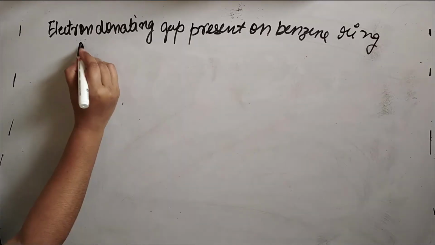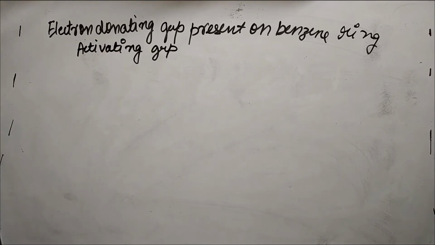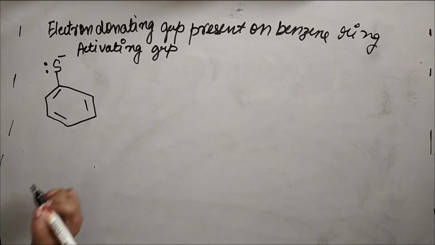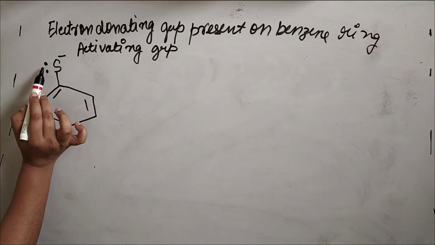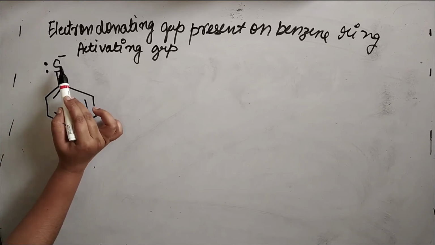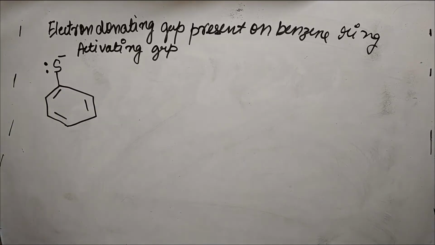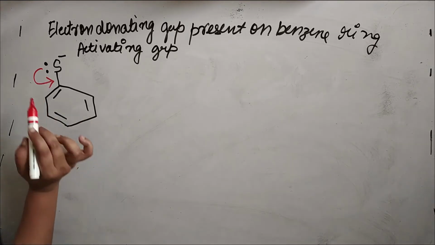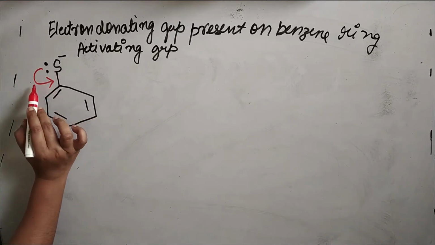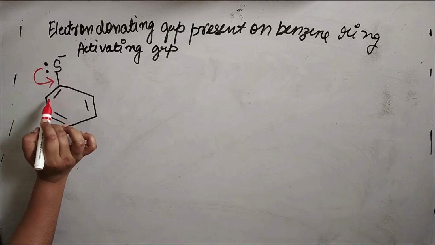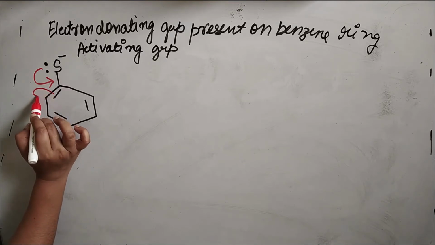If an electron donating group is present on the benzene ring, it is also called an activating group. Let's see the example. This is the first case where the electron donating group is present. Here you can see the lone pair of electrons which is available. This is the electron donating group and this is the benzene ring. Let's see how this group will affect the substitution of another functional group on the benzene ring. Here the lone pair of electrons will form a double bond, and if these two electrons shift to this position, then to maintain the valency these electrons will come here.